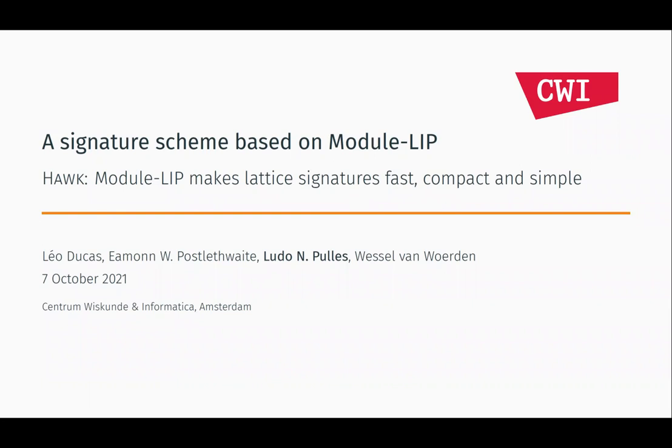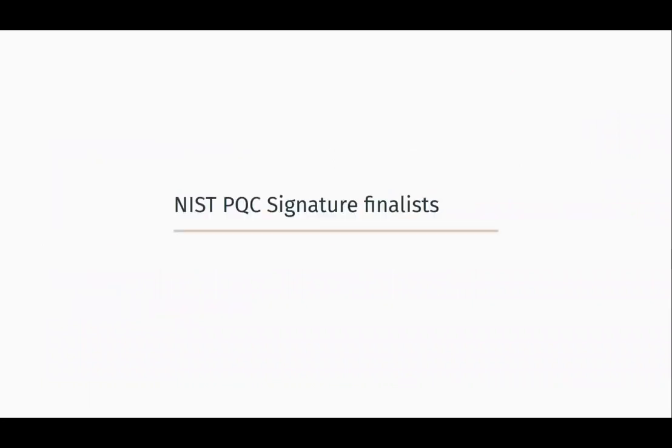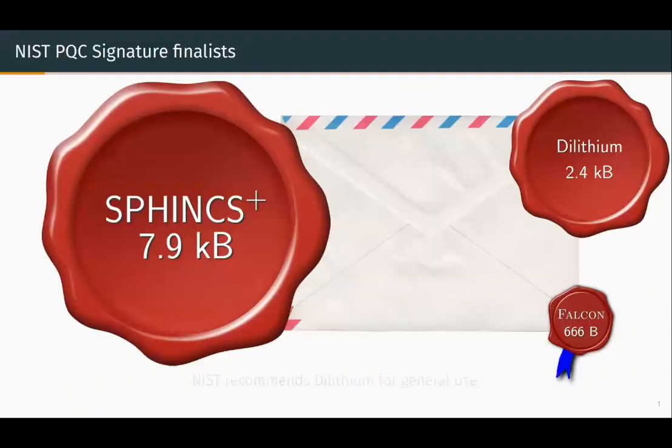Hi, okay. I will talk about the signature scheme, and it's based on a module version of the lattice isomorphism problem. So first, let's start off with the NIST PQC signature finalists. Of these, Falcon is the smallest, but despite this, NIST still recommended Dilithium.